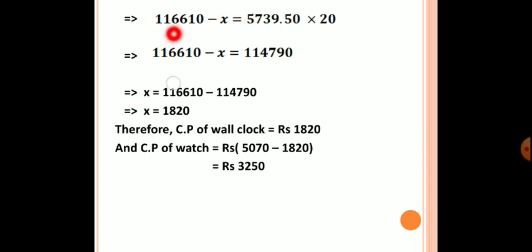So the next step is, 1,16,610 minus x, bringing the 20 to the other side, it will get multiplied. Therefore 1,16,610 minus x is equal to 1,14,790. So x equals 1,16,610 minus 1,14,790. Therefore the value of x is equal to 1820. That is the value of the wall clock. So the cost price of the wall clock is rupees 1820.